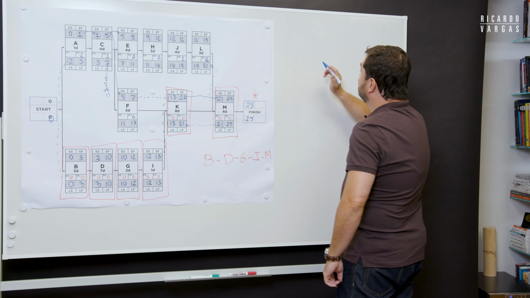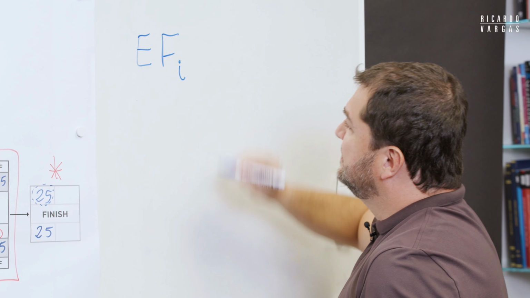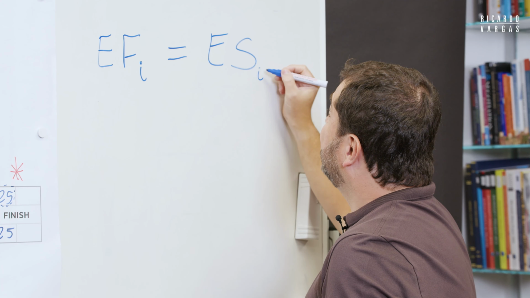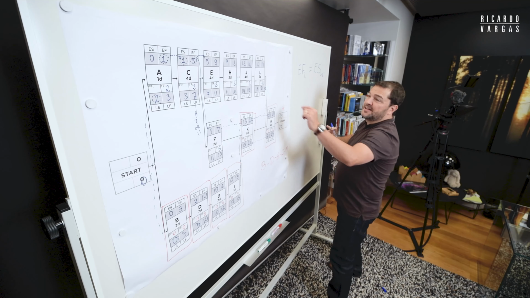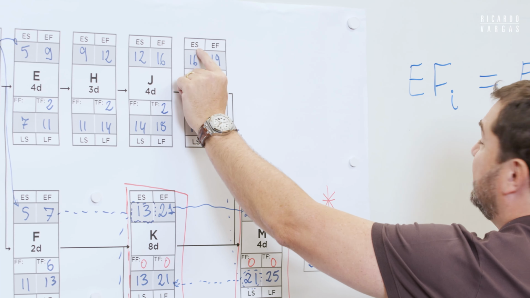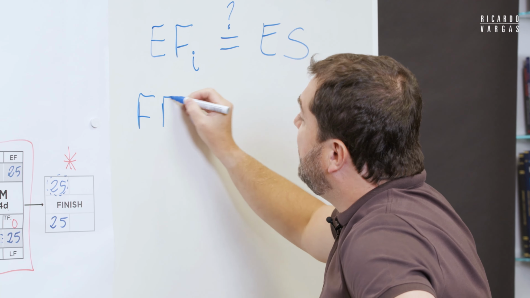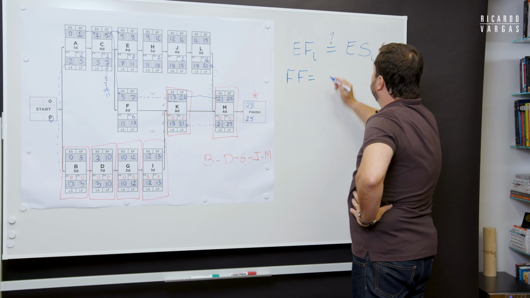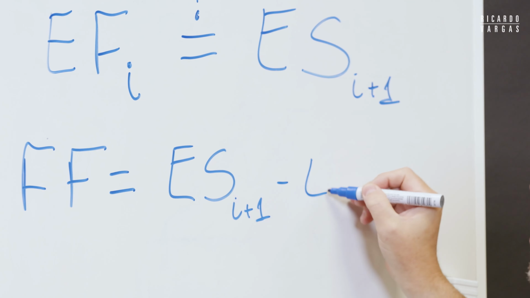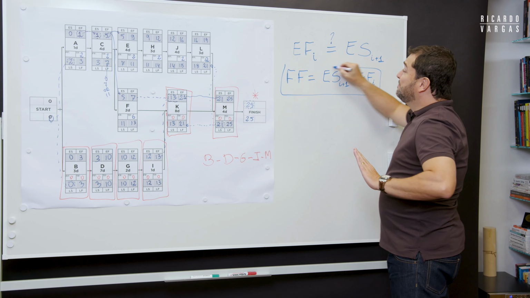We need to compare the early finish of one task with the early start of the next one. Means this number with this number. So the early finish with the early start. And when you compare these two, you calculate that the free float is simply the early start of the following minus the early finish of yourself. Okay, I personally, I'm not a big fan of formulas.